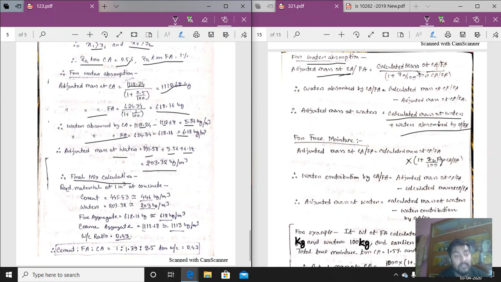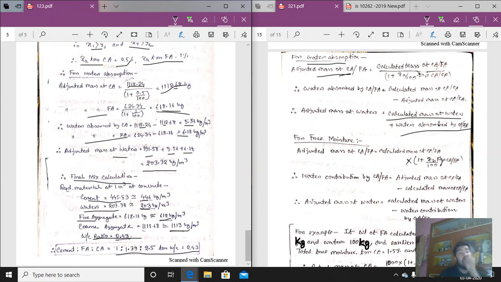Then the final mix: cement 445.53, which can be taken as 446 kg per meter cube; water 202.32, which can be taken as 203 kg per meter cube; fine aggregate 618 kg per meter cube, as calculated and adjusted; coarse aggregate 1112.68, which we can take as 1113. The water cement ratio is 0.43 as calculated. Finally we find the mix ratio, which is 1 : 1.39 : 2.5 for a water cement ratio of 0.43. We have got the mix design result.